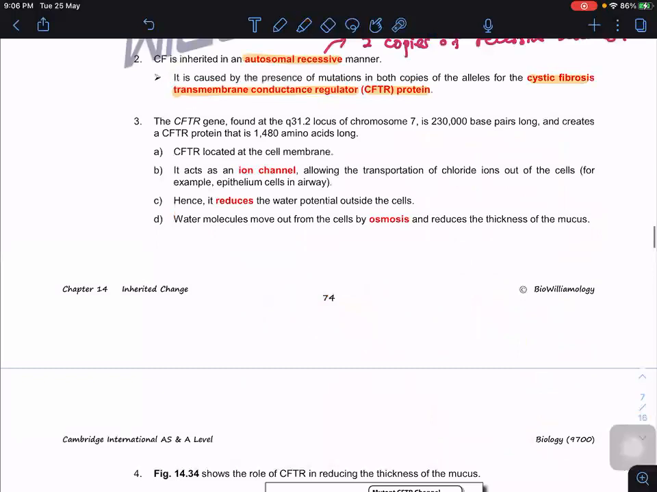So the CFTR gene is located on chromosome number 7. For information, it is about 1,480 amino acids long. It acts as an ion channel, allowing the transportation of chloride ions out of the cells. Therefore, it reduces the water potential outside the cells, meaning in the mucus. Water molecules move out of the cell by osmosis, reducing the thickness of the mucus. This is the normal function of CFTR.